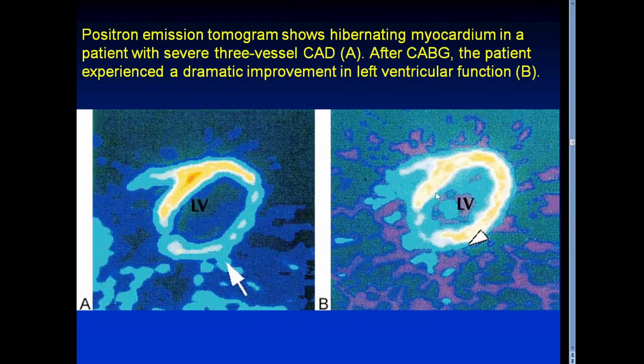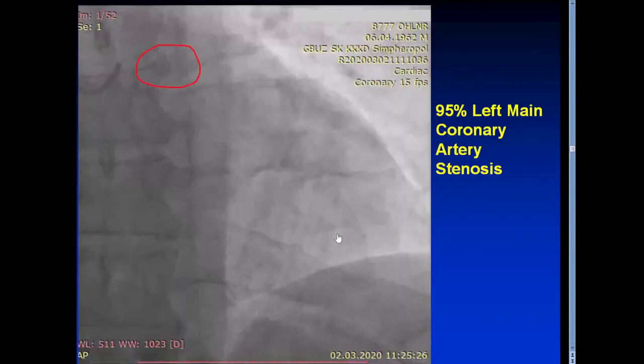And it's another approach, positron emission tomography. And you see here, it shows the hibernating myocardium in a patient with severe three-vessel coronary artery disease in the left panel, and the right panel after CABG. CABG is the abbreviation for coronary artery bypass grafting. The patient experiences a dramatic improvement in the left ventricular function here. Very nice.